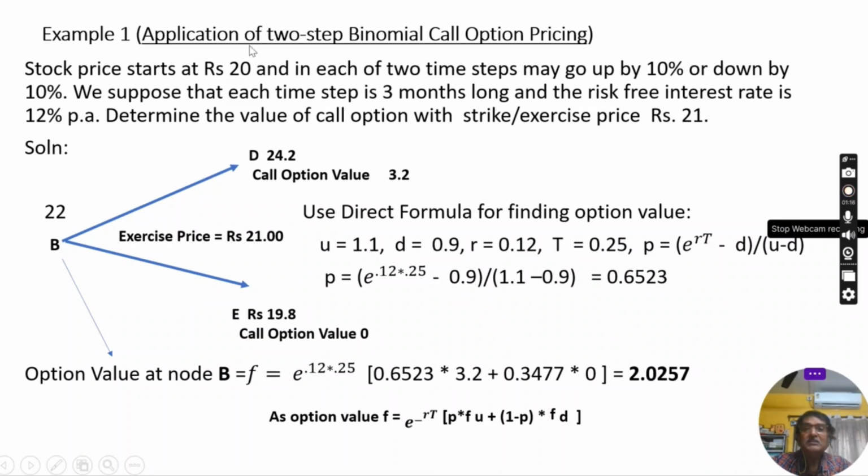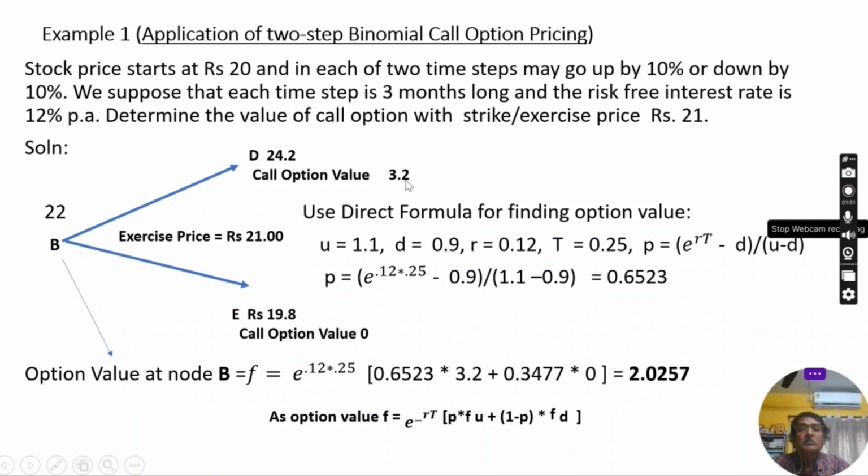That means the initial price is rupees 20 and it is a two-step model. The length of each step is 3 months and the share price may go up by 10% or down by 10%, and the risk-free interest rate is 12% per annum. Strike price is rupees 21. This is the problem. Here it is assumed that the interest rate is continuously compounded.